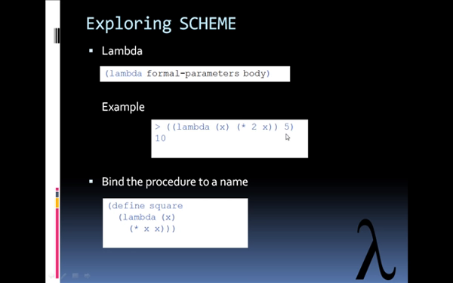We can also bind the procedure to a name just as we did earlier with define. Writing the procedure square using lambda would result in the following. So, what is the difference between binding the procedure using lambda and using define? The answer is simple. Practically none. These two are exactly the same.